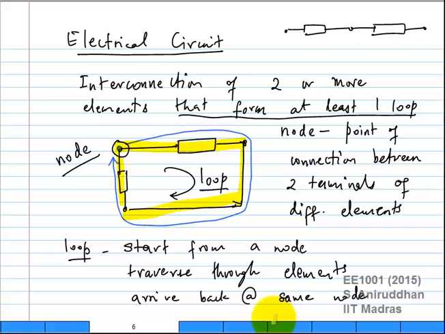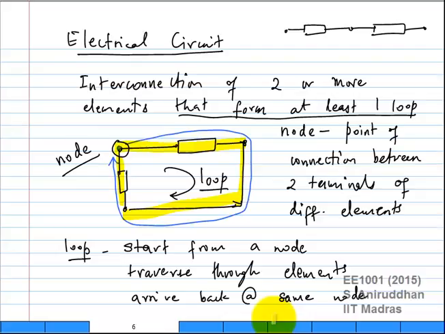For an electrical circuit, we can define two characteristics. One is what is called a node, which is the point of connection between two terminals of different elements. I take the terminals of two elements and connect them together at a single point, that's called a node. It can be two or more elements. We also looked at that example: you can connect three of them at the same point, that is also a node. So it's two or more elements at the same point.